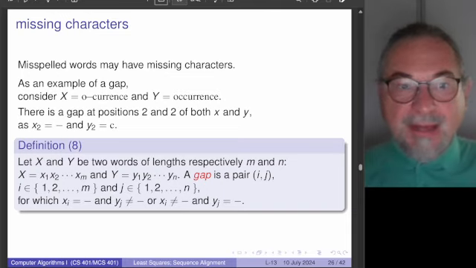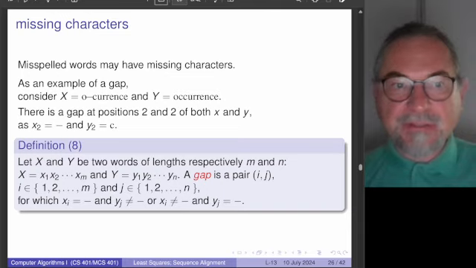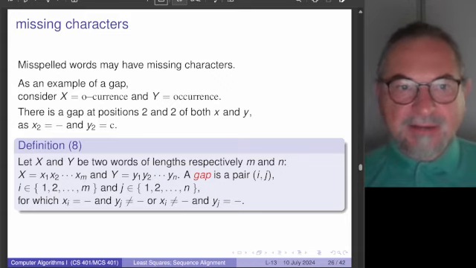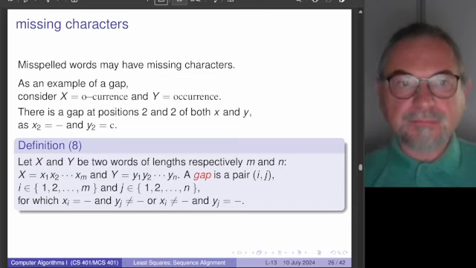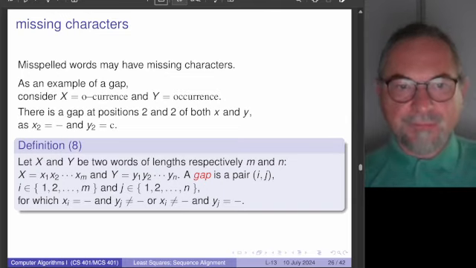Okay, so we may have gaps occurring. If you are spelling occurrence, you may not know that you need to type two C's after the O. So the second character in the first word is omitted. Then there is a gap between these two, and the gap is indicated via this dash, the minus sign.